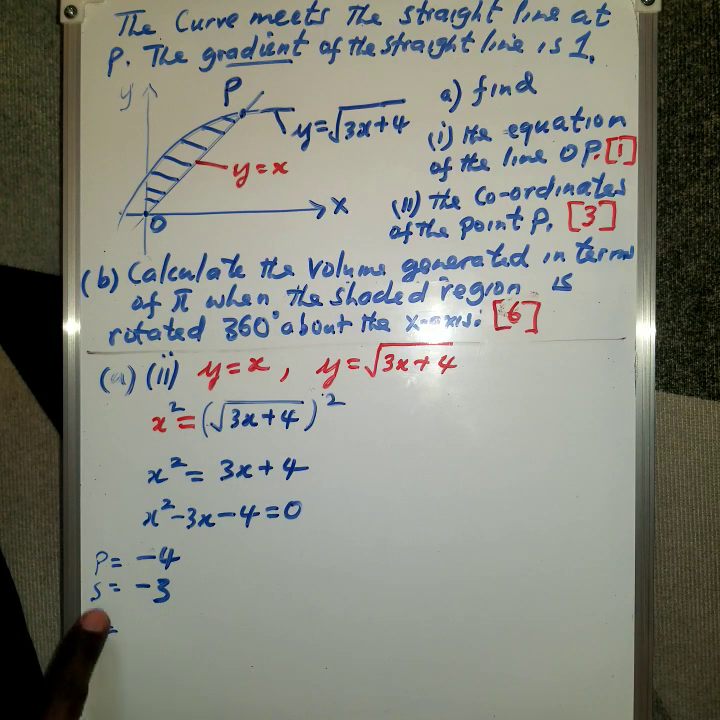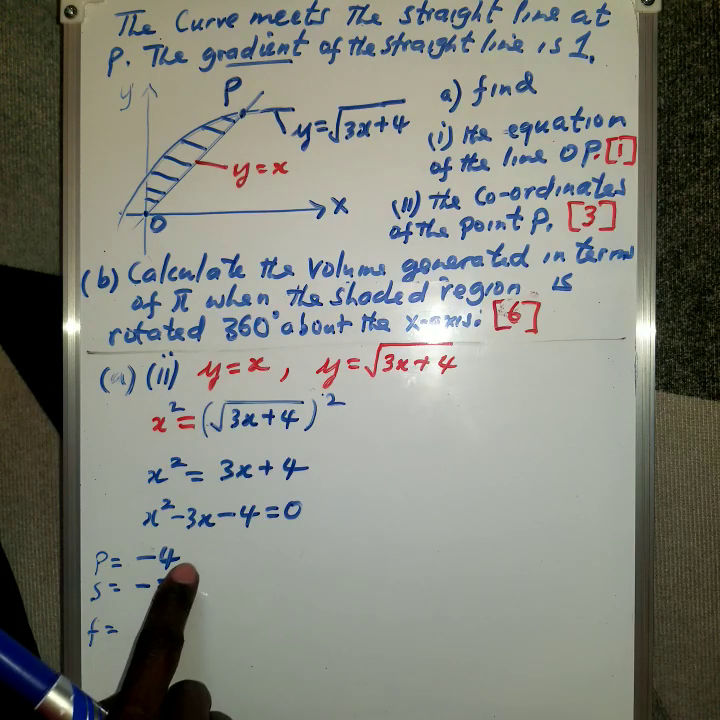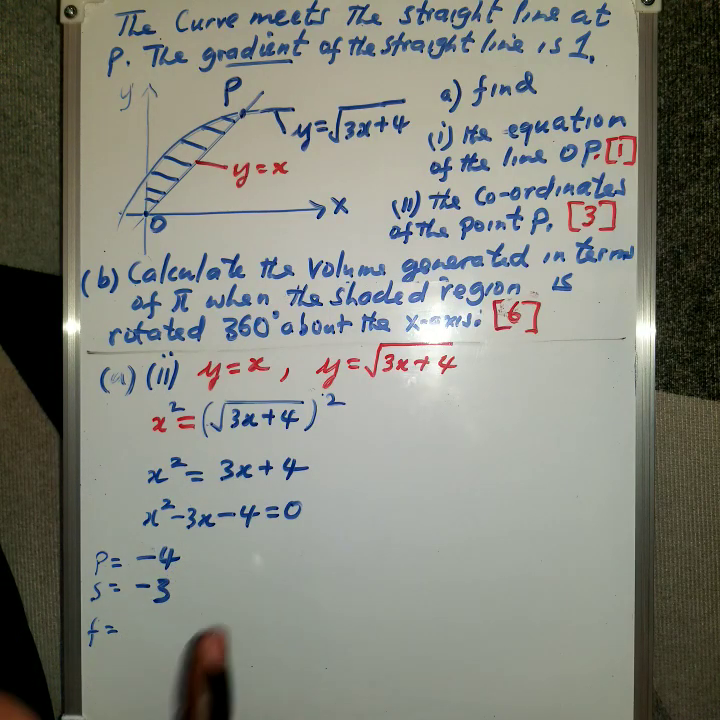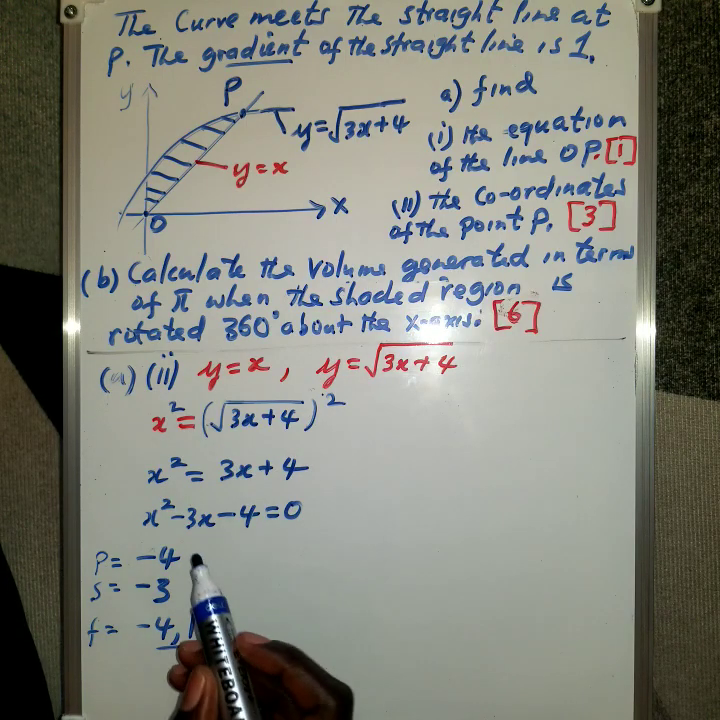So here, the factors: that's product, sum. For these factors, you need to look for two numbers that, when you multiply, give you negative 4, but when you add the same numbers, give you, in this case, negative 3, which is simply negative 4 and 1. Now once you get your factors, it's very simple.